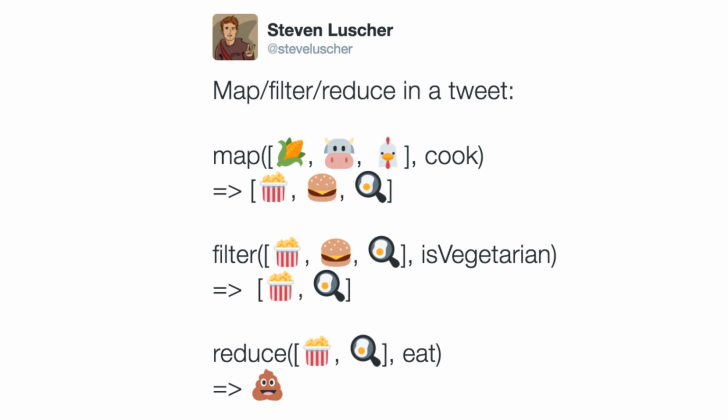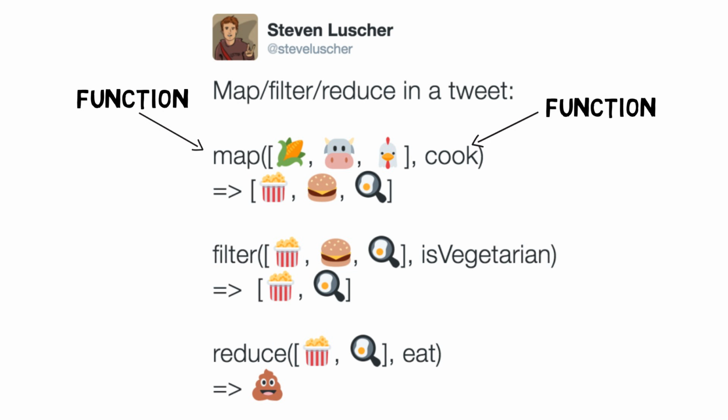To map belongs an array of three images: corn, cow, and chicken. The word map itself is a method or a function on an array. Then we have the word cook representing a function as well, as if each item is going to go through a cook function. Remember, a function is like a button. It is a chunk of code that we can apply over and over again. A function is a process which takes some input, called arguments, and produces some output, called a return value.